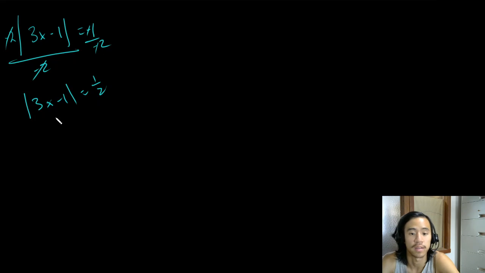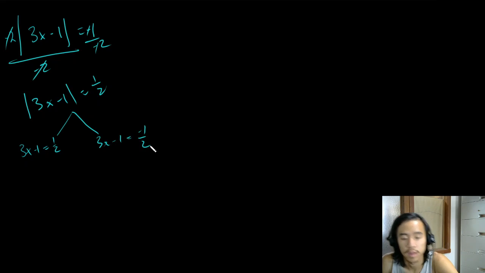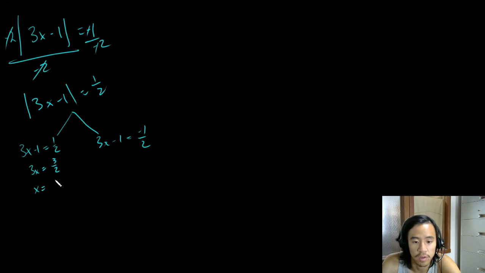All right, so now we have to check, is the absolute value equal to a positive? It is. If so, split into two cases. So this is 3x minus 1 equals 1/2, and then 3x minus 1 is equal to negative 1/2. Now we just have to solve both of these. So we're going to add 1 to both sides. This is 3x is equal to 3/2, and then divided by 3. So x is equal to 3/6, which is equal to 1/2.